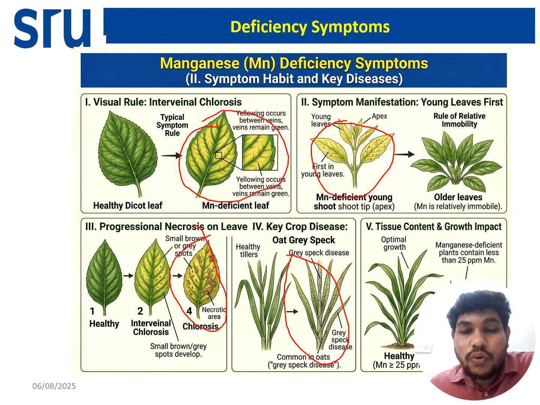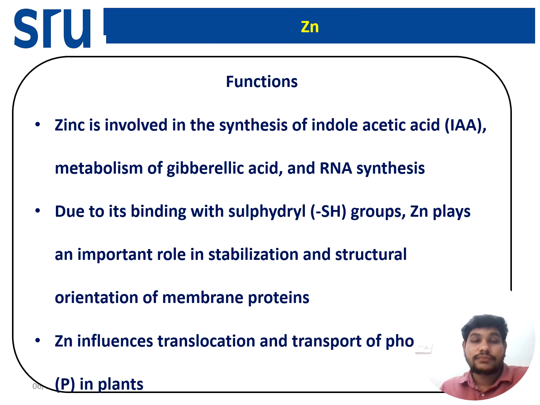In oat, gray speck disease occurs due to manganese deficiency. The symptoms are like interveinal chlorosis followed by brown spots on the leaves. This is the deficiency symptom of manganese.